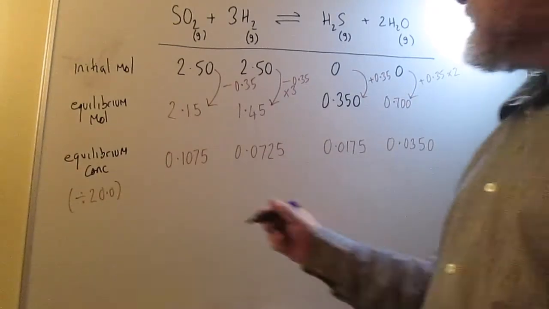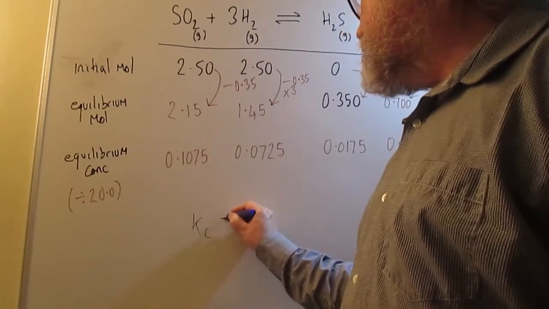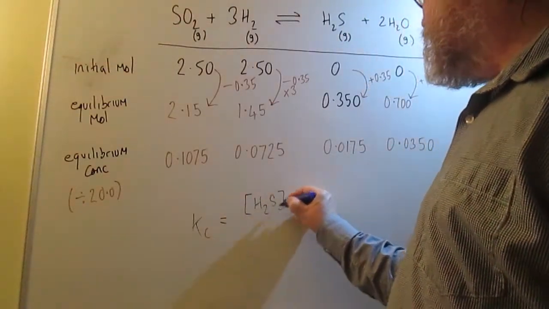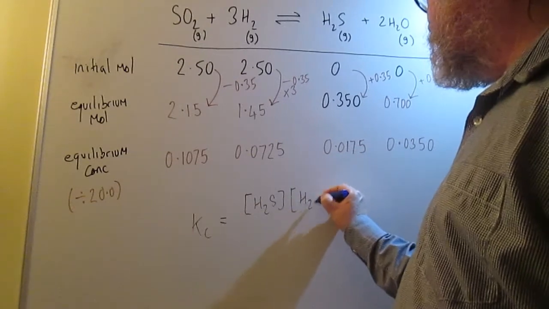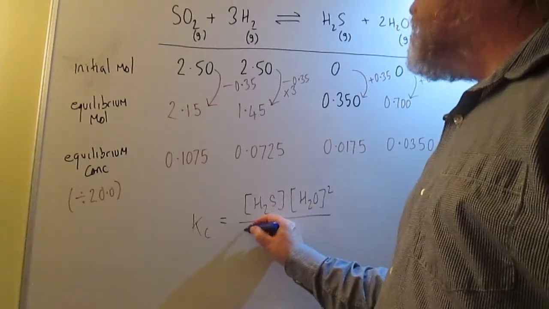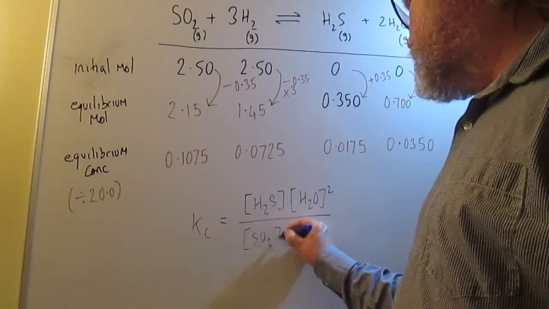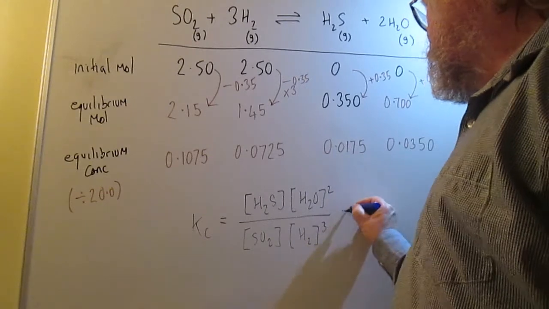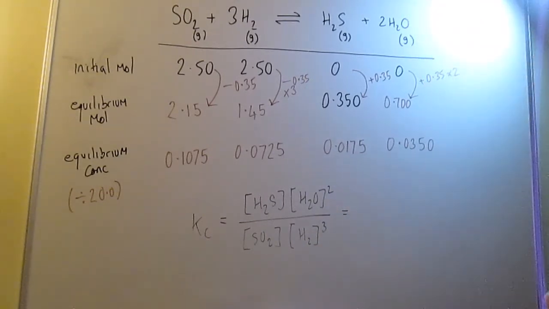So now we've got the numbers we need, and we can put them into the Kc expression. So remember, we had that Kc is equal to H2S times H2O squared divided by SO2 times H2 cubed. So we just put those numbers in there and write this down as an expression. Don't just feed them straight into your calculator, because everybody, including you, needs to see that you've put the right numbers in the right place.